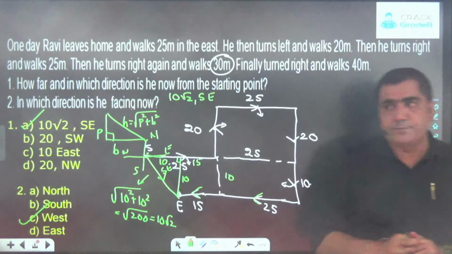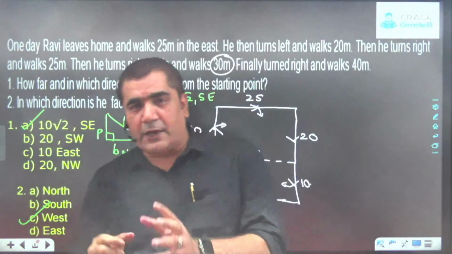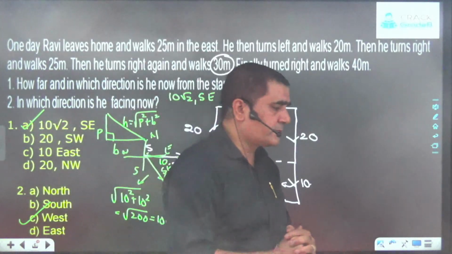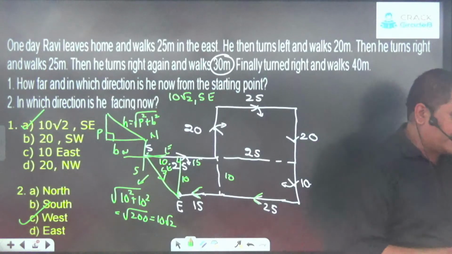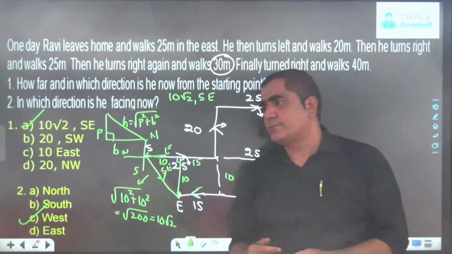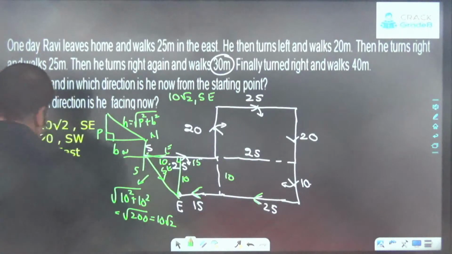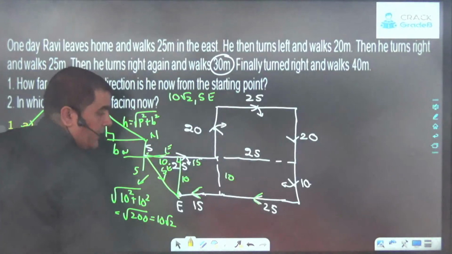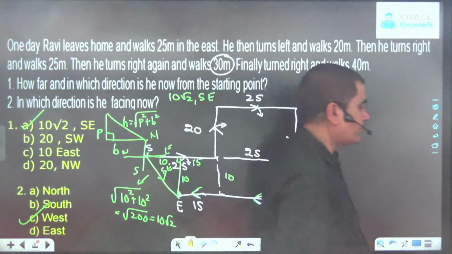Am I clear? Dear, are you able to understand the class? Any problem in the class? Are you able to understand the concept, how to draw the map, how to get the answer? Anyone, any problem?